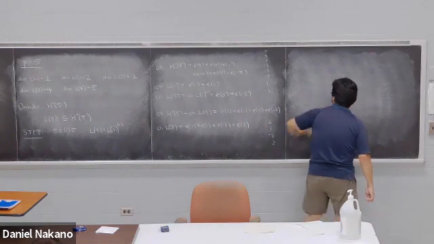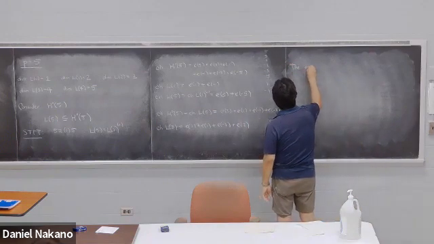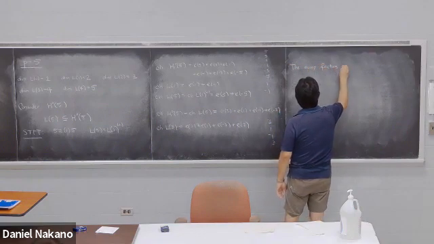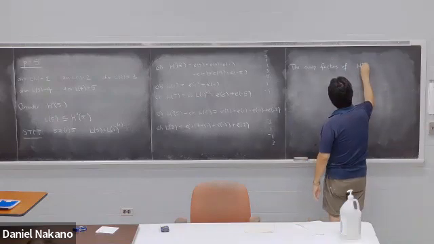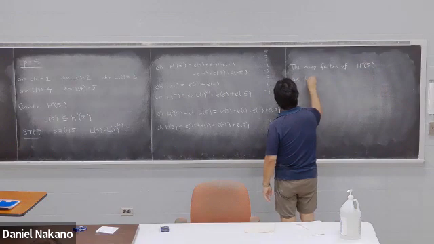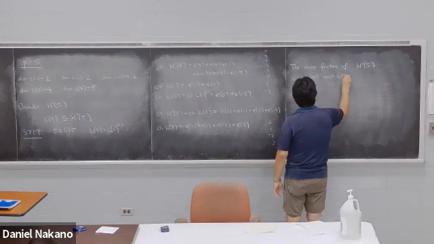So the composition factors of H0 of 5 are L5 and L3.